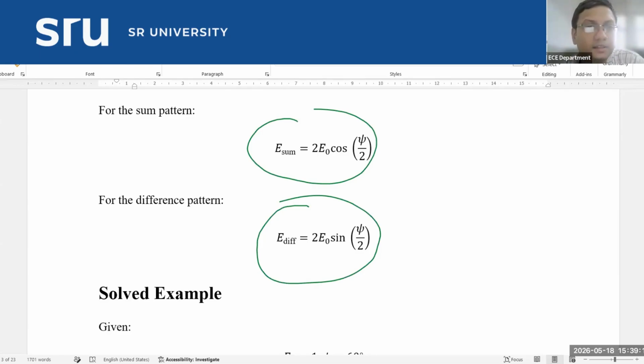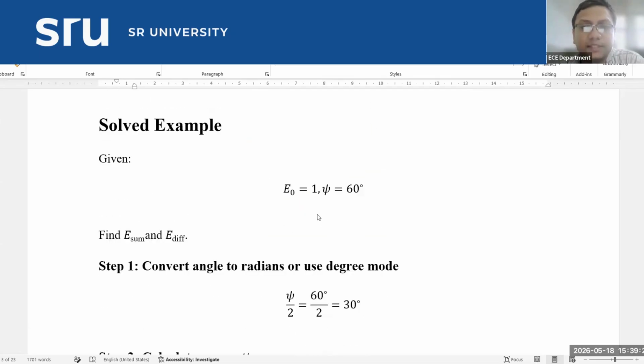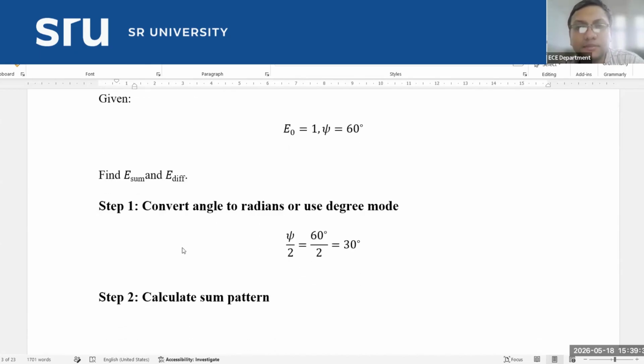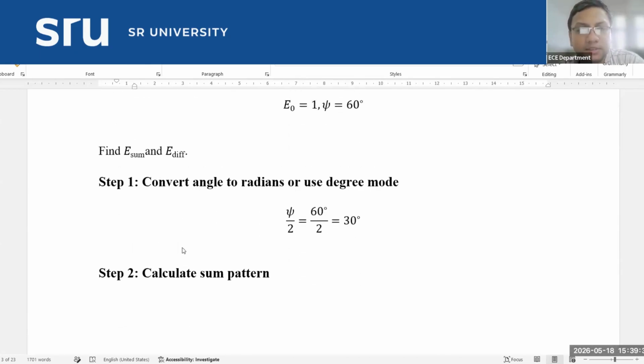Now let us solve some problem. So what is the problem? E0 is equal to 1 and psi is equal to 60 degrees. Find the sum pattern and difference pattern. First we need to convert the angle to radians. Or we can start with the degree mode, that is also not a problem. We just need to use it consistently.